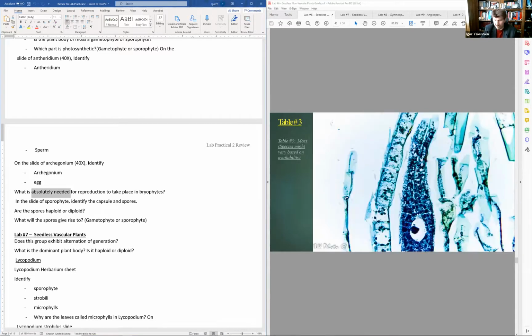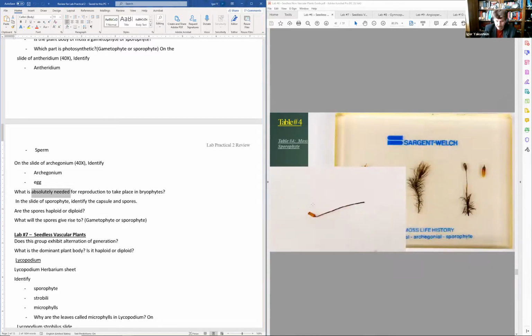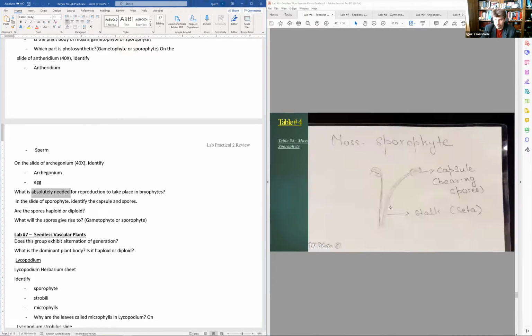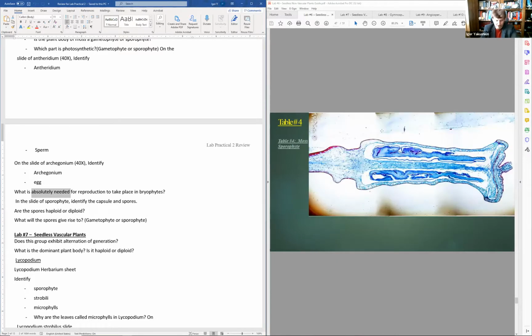Here we're looking at the archegonium with the egg inside, and now the sporophyte and the capsule of the sporophyte, the top part. Here we're looking at the capsule, a cross section of the capsule. Inside you will see the spores. And that one is known as the operculum; whenever spores are ready, it will open up, releasing tons of spores.